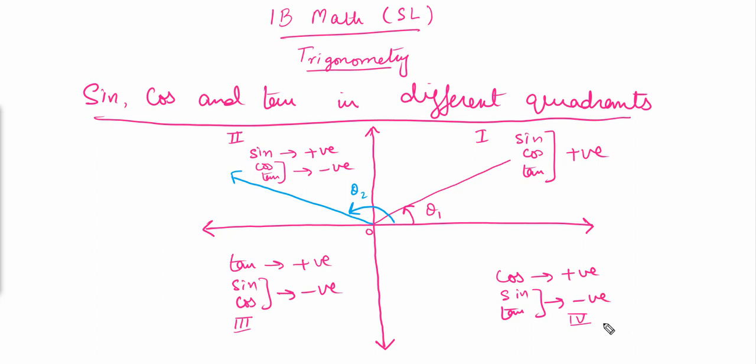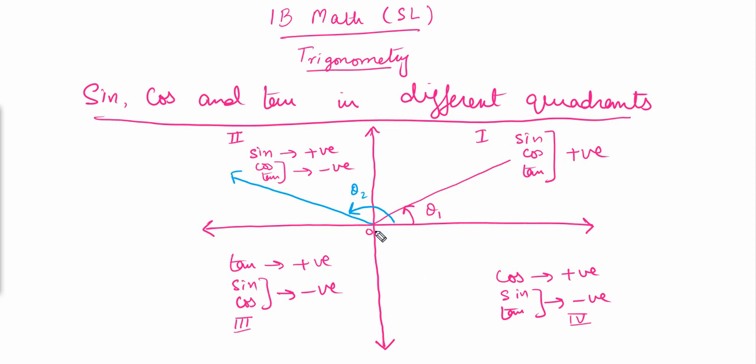So remember that in the first quadrant, sine, cosine and tan all are positive. In the second quadrant, only sine is positive. In the third quadrant, only tan is positive. In the fourth quadrant, only cosine is positive. So if we have the angle in the particular quadrant, we have to see where we will get the positive values and where we will get the negative values for sine, cosine and tan. So this will help you in doing the exam questions. That's why I have explained you this quadrant and the concept of the values of sine, cosine and tan in different quadrants.